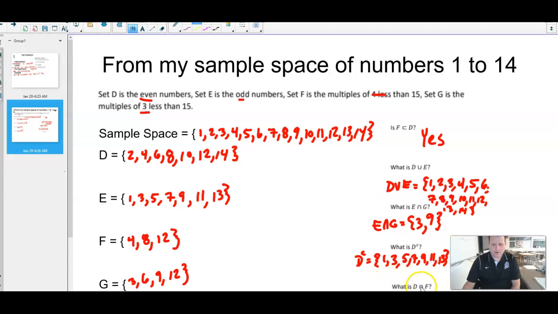And then the last one here, sorry, I'm running out of room: D intersection F. So that's going to be the overlap again. 4 is in both of them, 8 is in both of them, and 12. So that would be 4, 8, and 12.